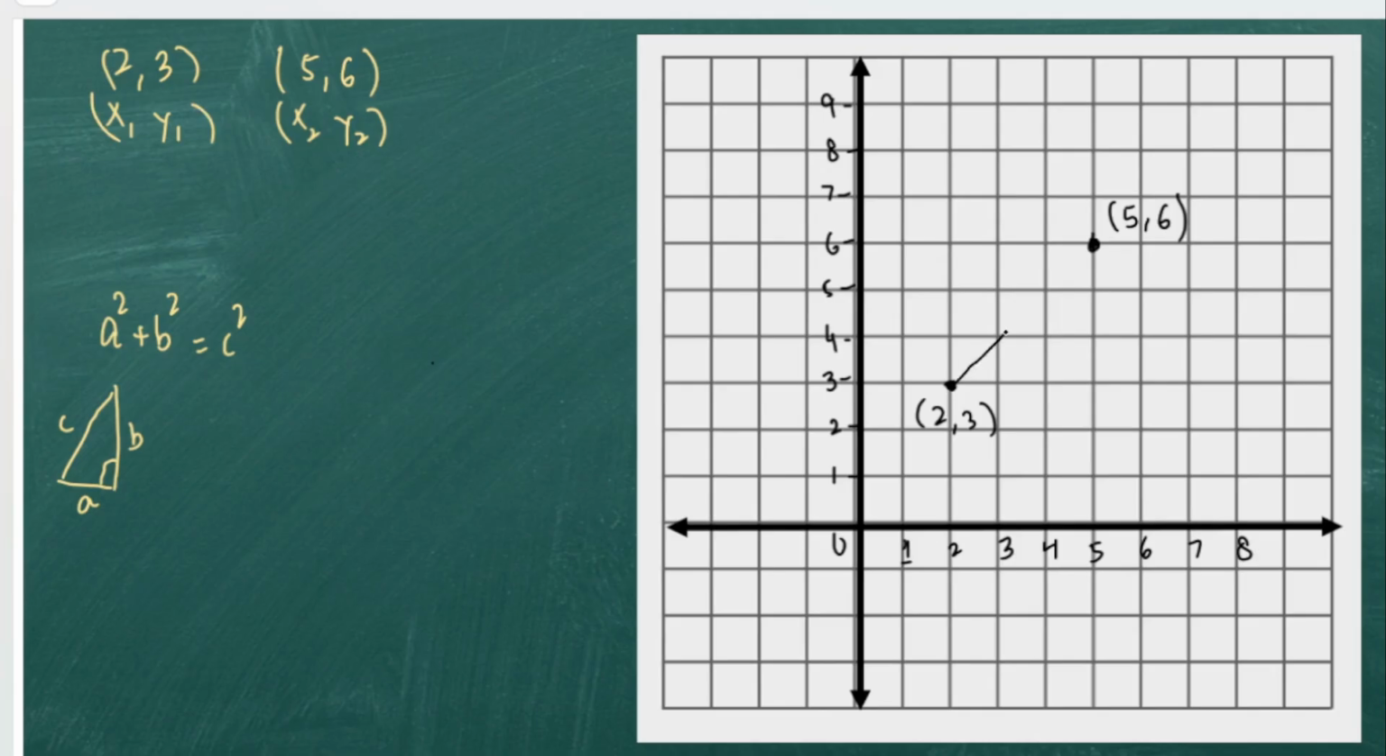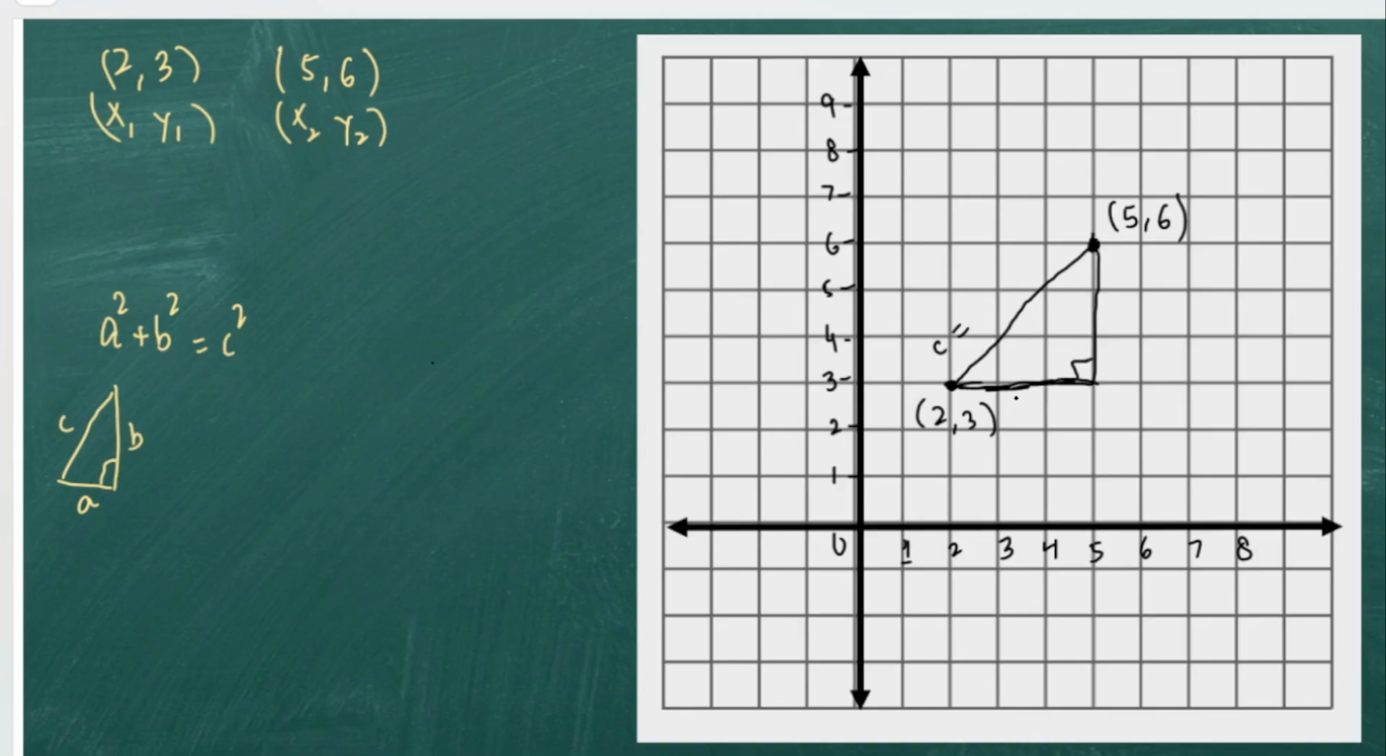I know it's not that straight, bear with me. So I need to find this distance. Let's form a right angle triangle with these 2 points and this line. So I can draw one line over here and one over here. You can see that now this is our right angle triangle, and of course this is 90 degrees. Of course this line is the hypotenuse, which means this is c. In order to find the hypotenuse, I need to know the horizontal distance and the vertical distance.